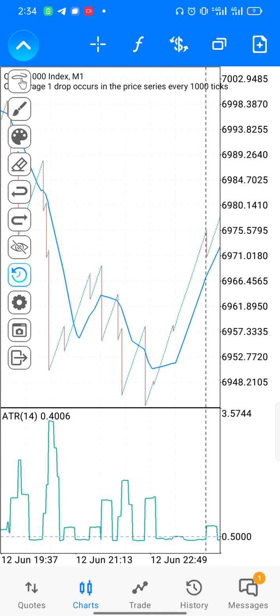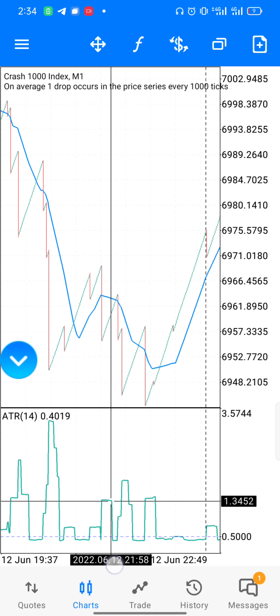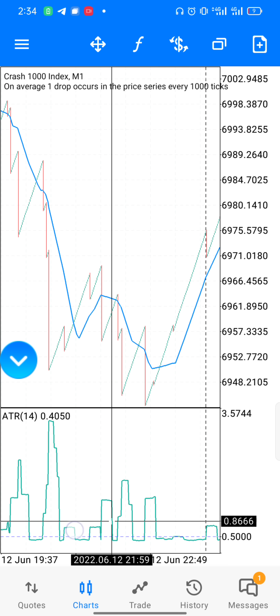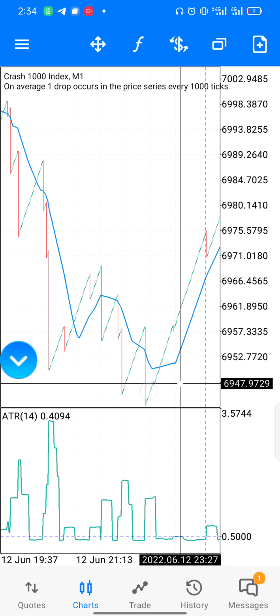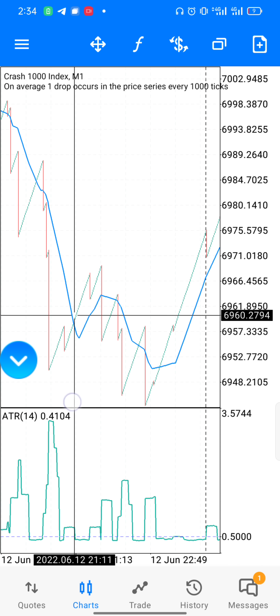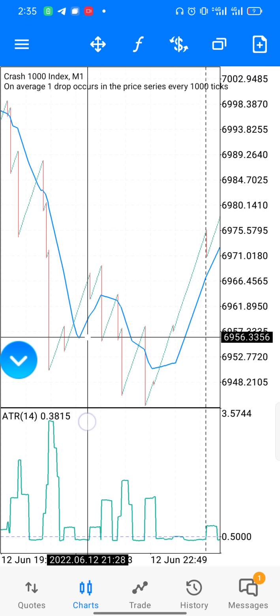Yes, so guys, you see the 0.1 level at the bottom, that is this 0.5 level. So you need to watch out for this green line to touch the 0.5 level. That is the first confirmation for you to place a buy. Then you need to watch out for the moving average to cross below the chart.